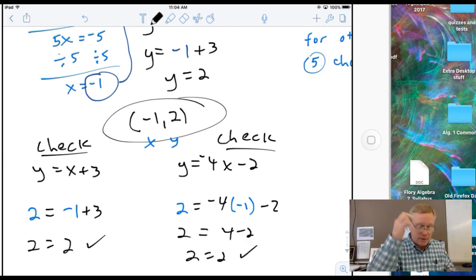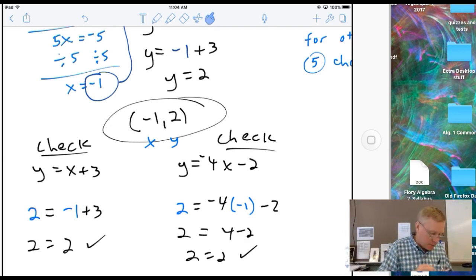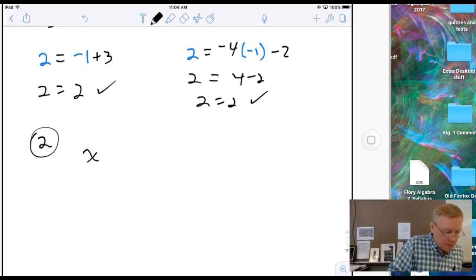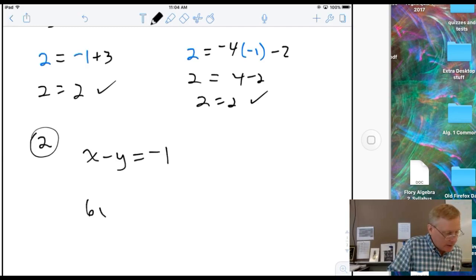All right, so we got the right answer. Has to work in both equations, otherwise you made a mistake somewhere. Okay, so that was the first one, straightforward kind. Now I'm on to number 2. And number 2 is x minus y equals -1, and 6x plus 2y equals 10.